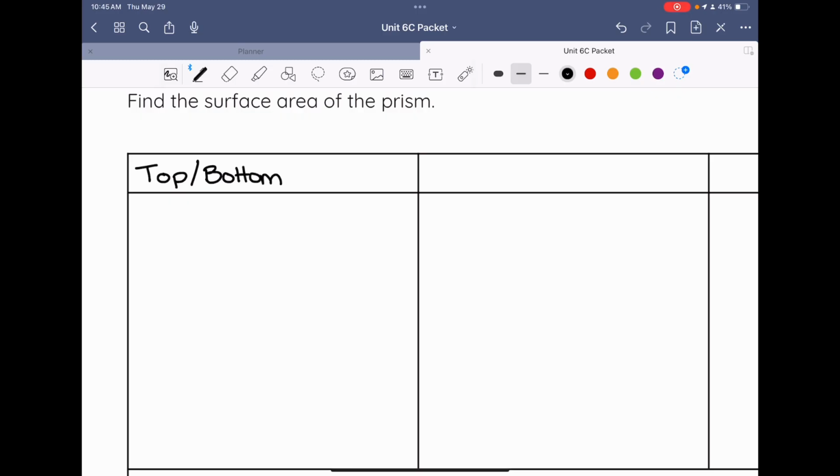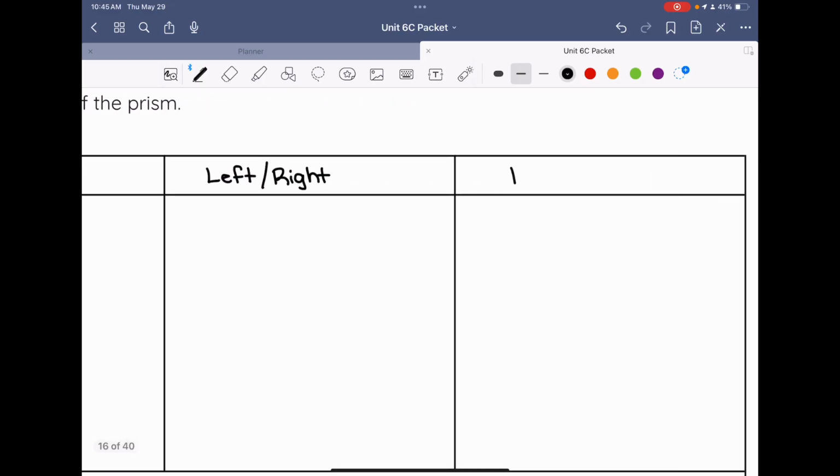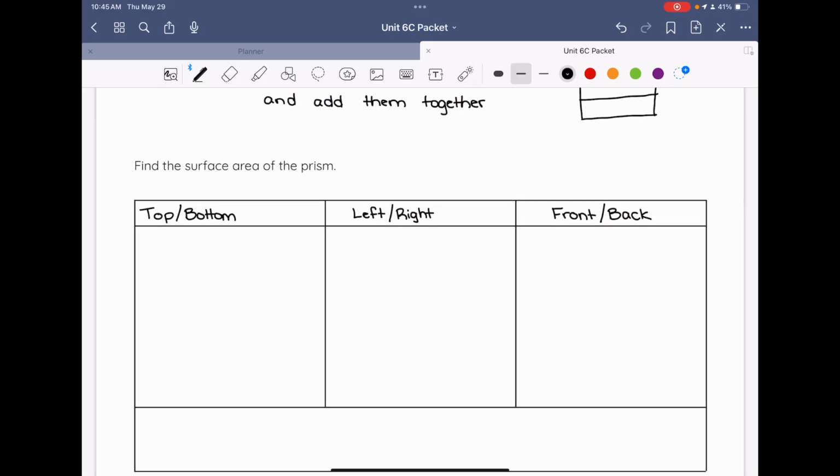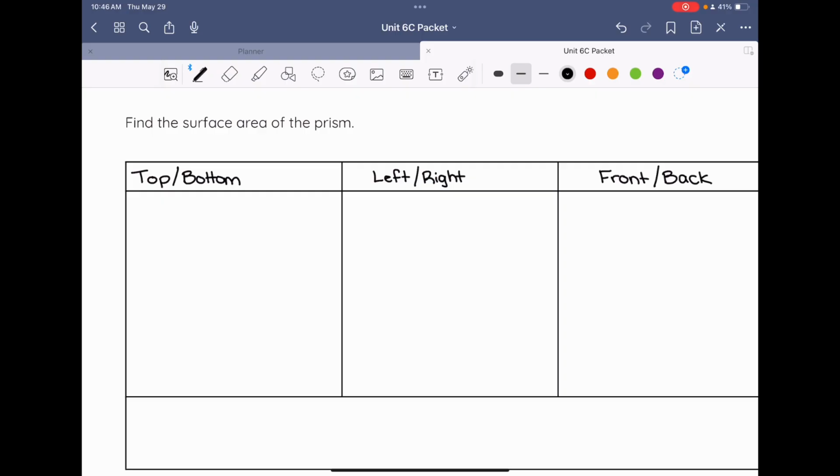I also have, if I'm looking at my shape, the left side and the right side of my shape will be the same. And then the front and the back of my shape will be exactly the same. Okay, so all of these shapes are rectangles. And remember, our rectangle formula for area is length times width. So area equals length times width. And I'm just going to write that in every box.